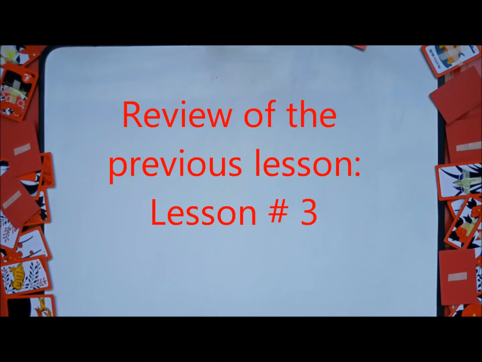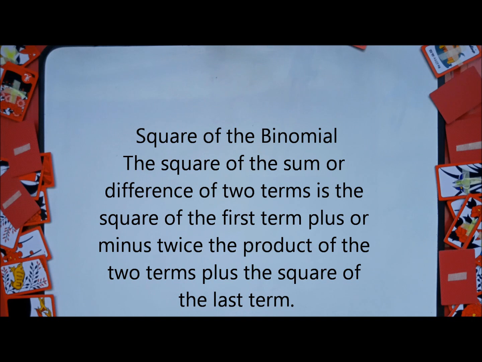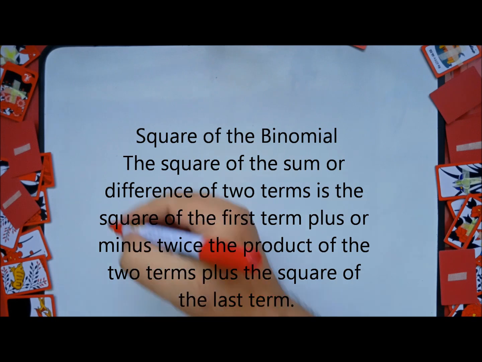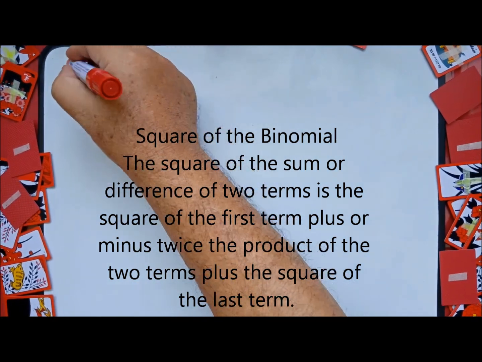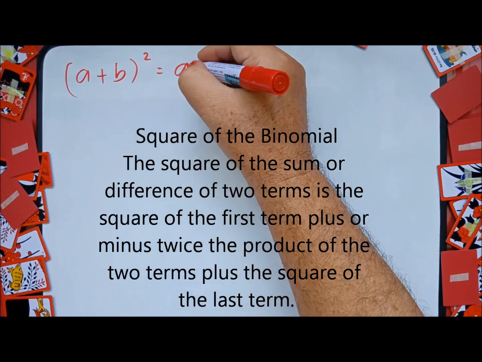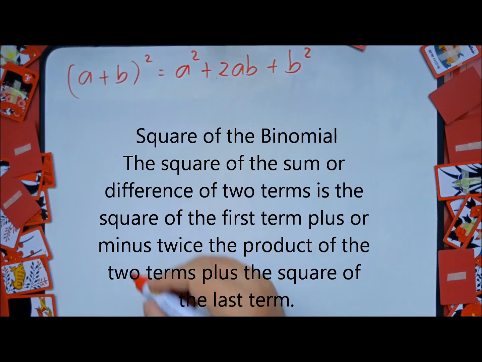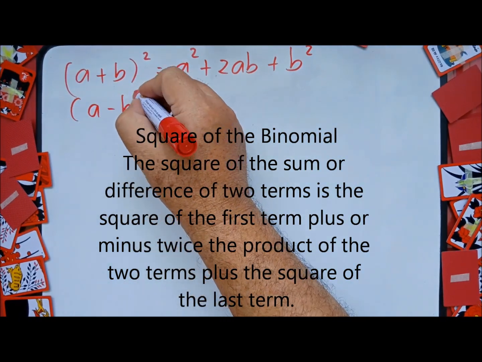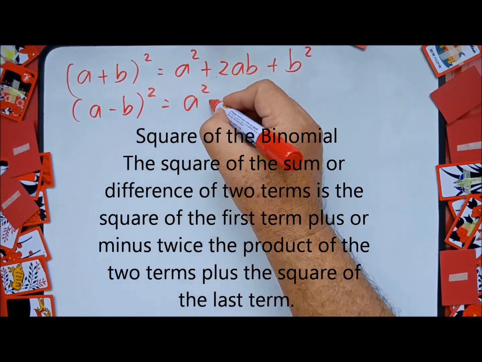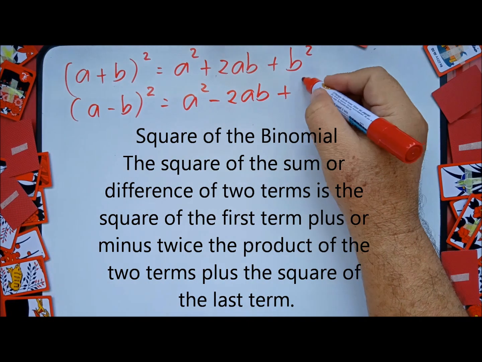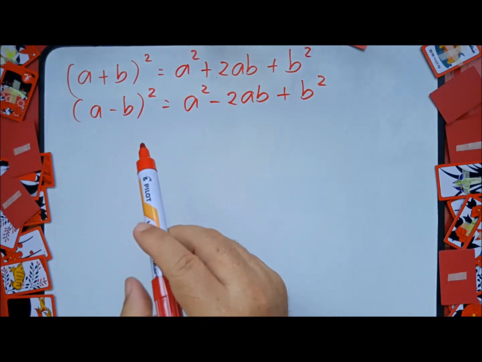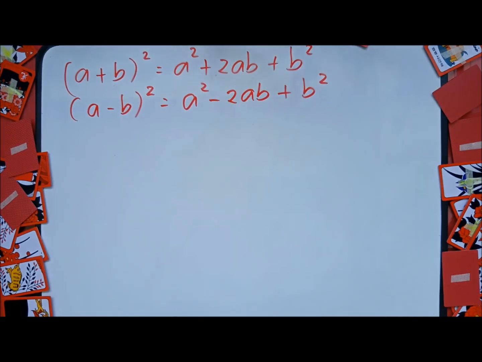Hello. Our topic for today is about the product of the sum and difference of two terms. But before that, we will review our previous lesson, the square of a binomial. We have two patterns on the square of a binomial. We have (a + b)² = a² + 2ab + b². Now for the difference, (a - b)² = a² - 2ab + b². So the only difference between the two is the sign of the middle term.